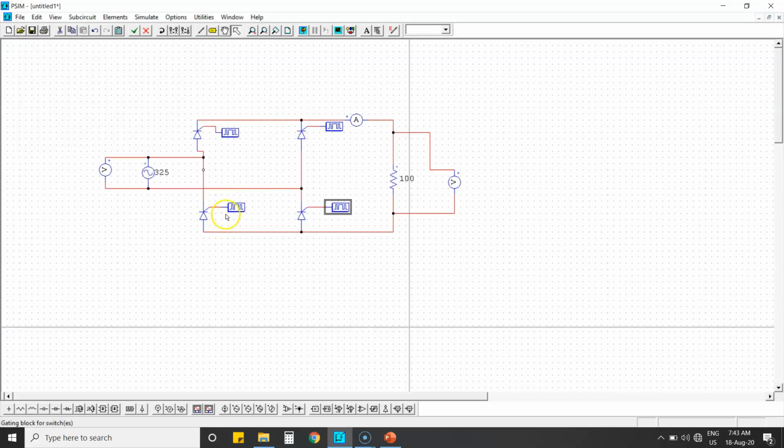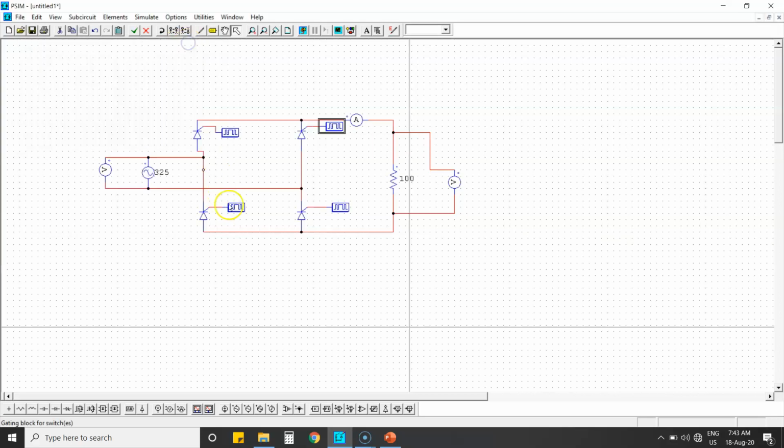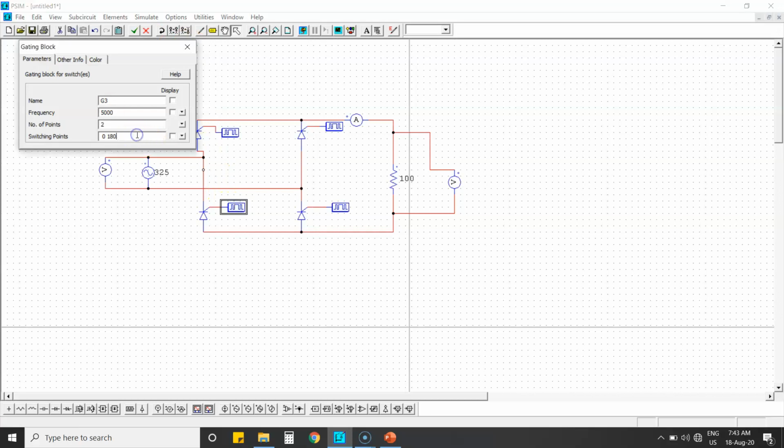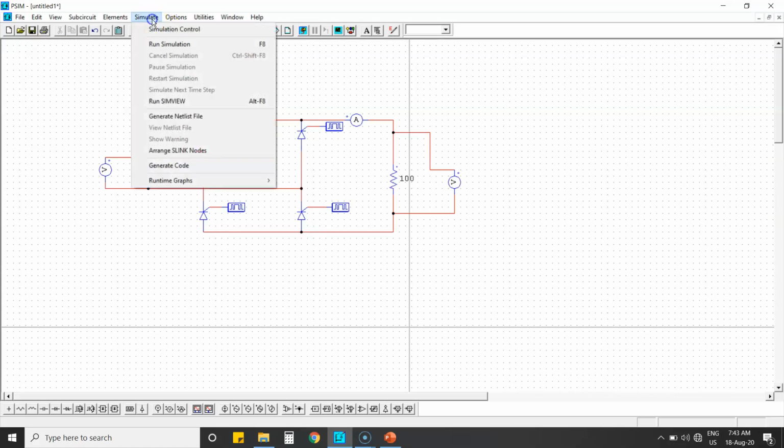These two thyristors must be triggered after 180 degree. Just set the frequency as 50, and here we already set the firing angle as 30. So 30 plus 180, 210 to 250. And here also the same, 210 to 250, and frequency should be 50. So all the connections are made and all the required data are given. Now add the simulation control.